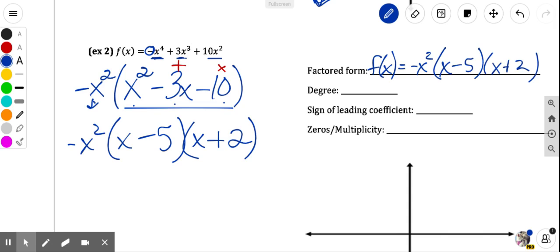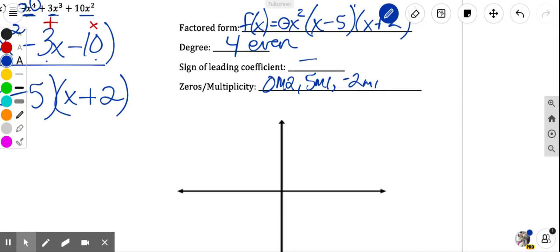All right, so the degree, we can either look right here and see that it's 4, or we can add 2, 3, 4, either way. So that's even. It does have a negative leading coefficient. 0 is in multiplicity, so we have 0 multiplicity 2, we have 5 multiplicity 1, and negative 2 multiplicity 1.